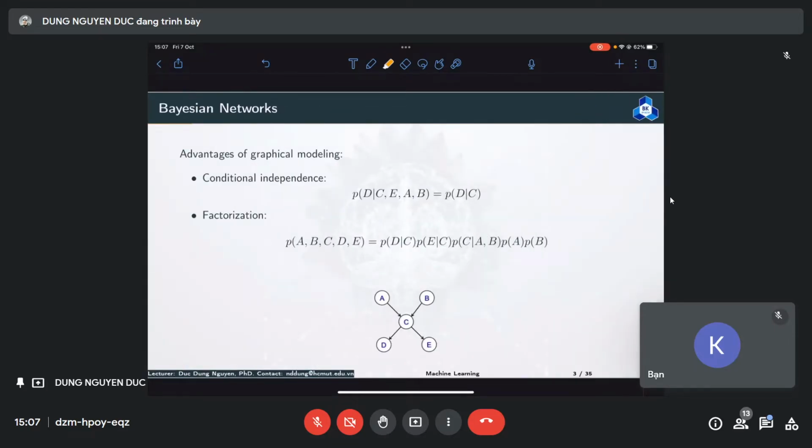And you can easily factorize the joint probability, as I mentioned earlier. The joint probability of A, B, C, D, E is nothing but the probability of D given C, the probability of E given C, the probability of C given A and B, and the probability of A and the probability of B. So given all of this, we can do a lot of things from the formula.